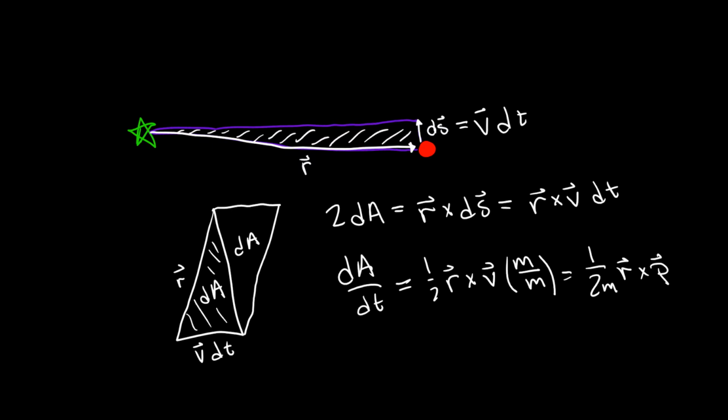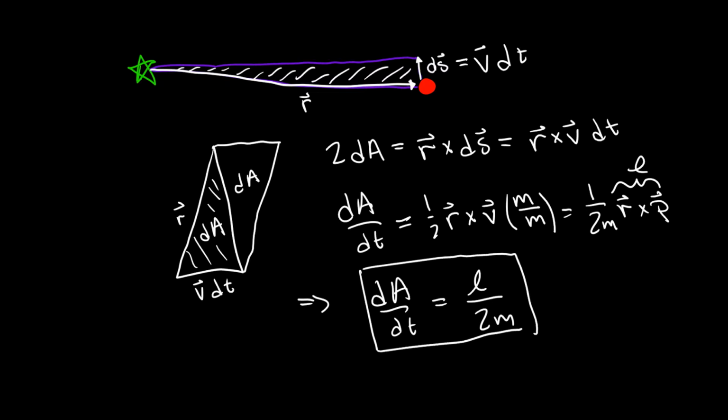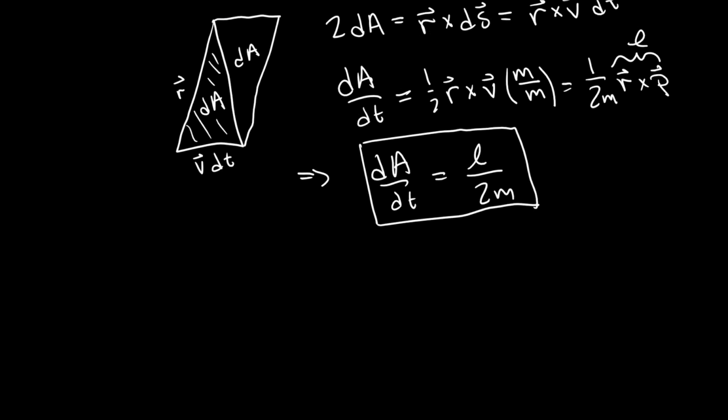But this, of course, r cross p is just our angular momentum L. So this tells us that dA/dt is equal to L over 2m. So this small area that's swept out in this given amount of time is given in terms of the angular momentum of our planet. But as we already said, dA/dt is equal to a constant.